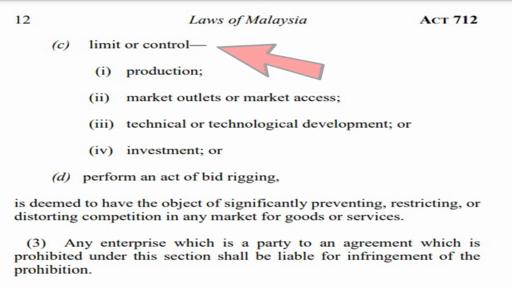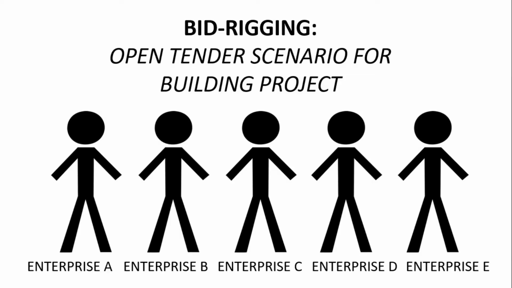There's also limit or control. I am not sure about limit or control because there are no cases about this yet. Perform an act of bid rigging is when you have so many bidders, so whoever is able to give the best price and best quality and services is going to be the winner of the bid.